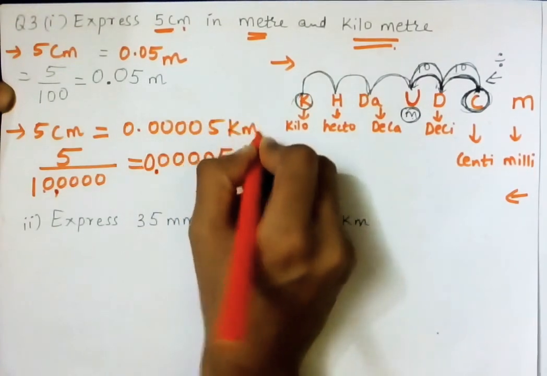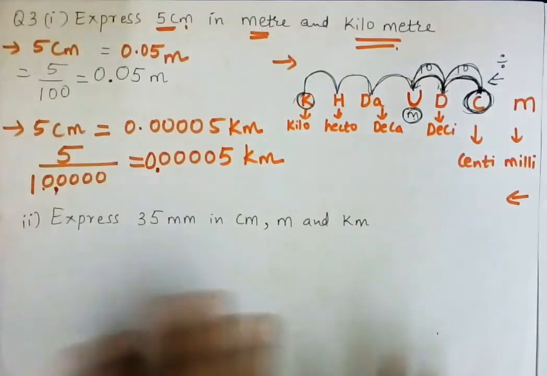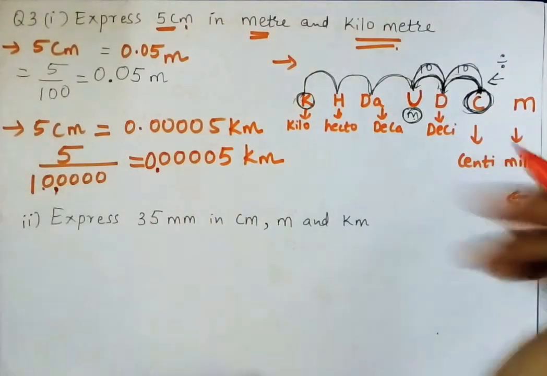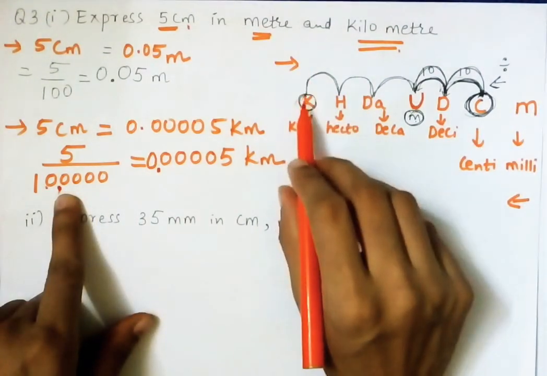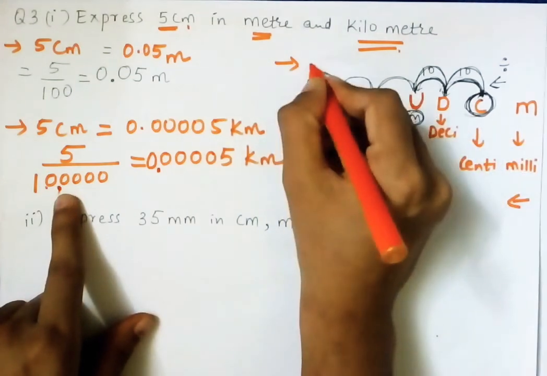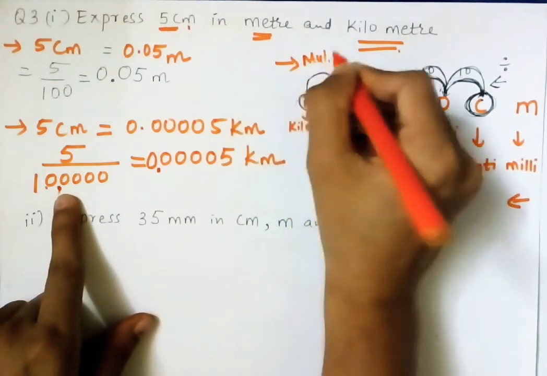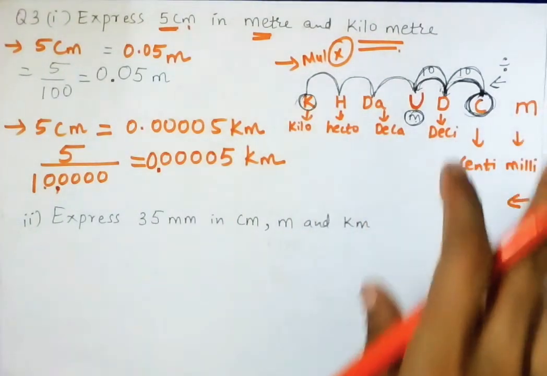0.00005 kilometer. So we have converted centimeter to kilometer. This way you can convert any unit. If you are moving from the back side, you need to divide. If you are moving from this side, like kilometer to centimeter, then we will multiply. So you need to multiply. This you need to remember. This sequence you need to remember.